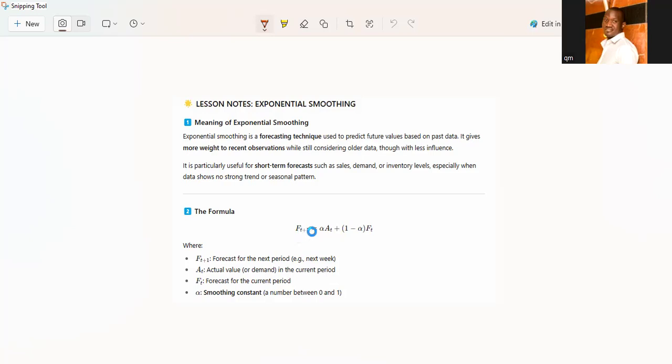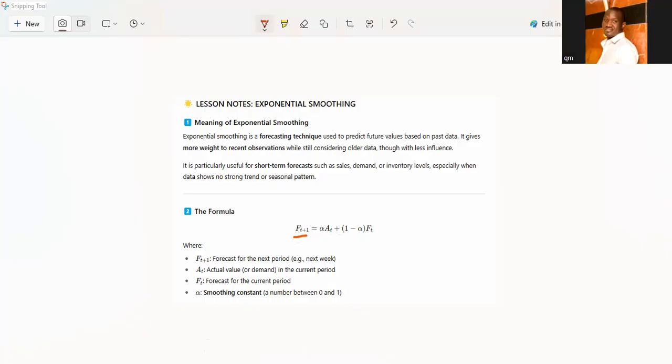So the F(t+1), meaning the forecast for the next period, is simply given by alpha, which is a constant number between 0 and 1, times the actual demand of the current period, plus 1 minus alpha, times the forecast for the current period, Ft. So this is the formula that we use.